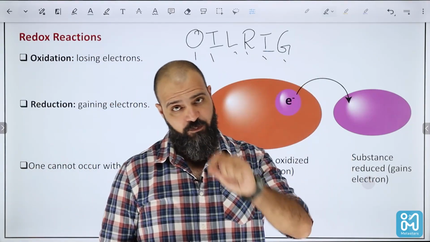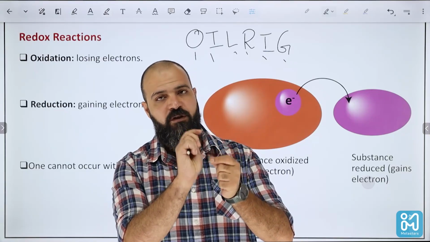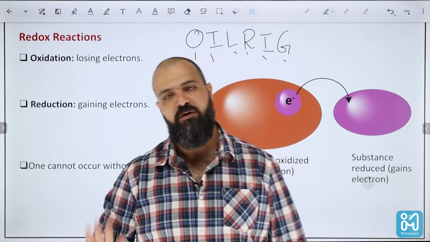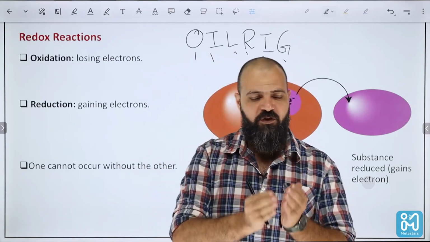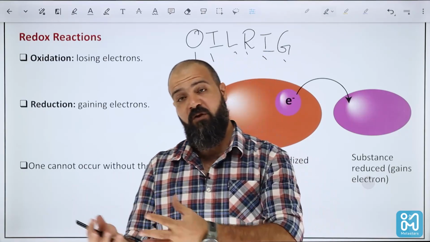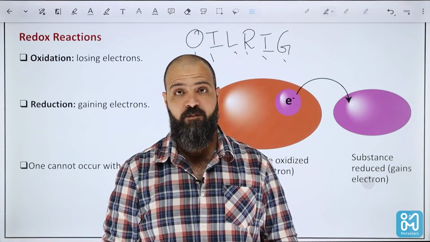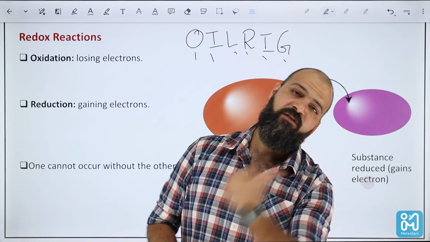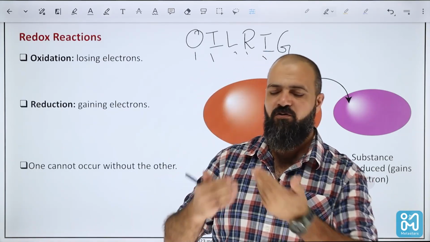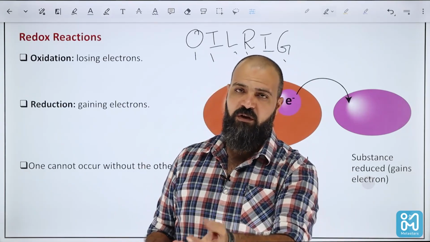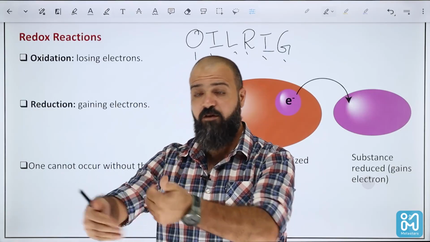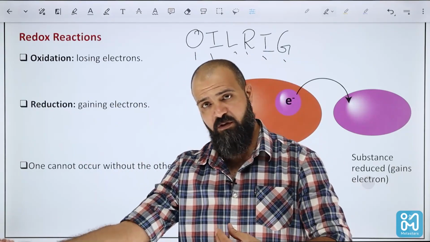By the way, can an oxidation reaction occur by itself without reduction? No, Ustaz, no. Common sense. If a substance loses electrons, there must be another substance to gain those electrons. Then he says, can we have a reduction reaction by itself without an oxidation reaction? No way, Ustaz. How? Common sense, not chemistry. You said reduction is gaining electrons, so there must be a substance that loses those electrons. Losing, gaining.